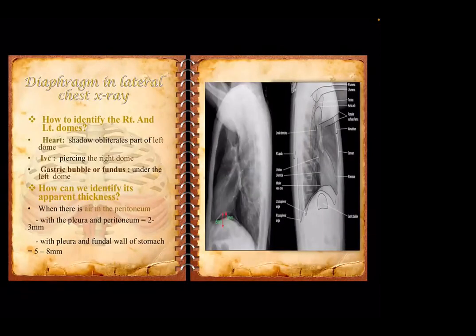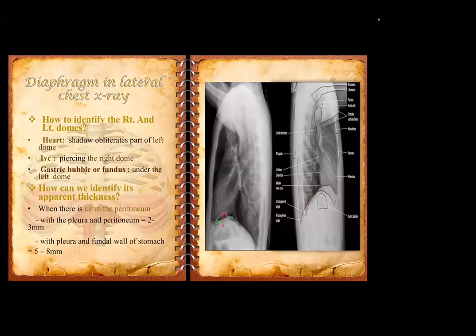Diaphragm and lateral chest x-ray. How to identify the right and left domes? Heart shadow, obliterated left dome, gastric bubble or fundus under the left dome. Inferior vena cava bypassing the right dome.